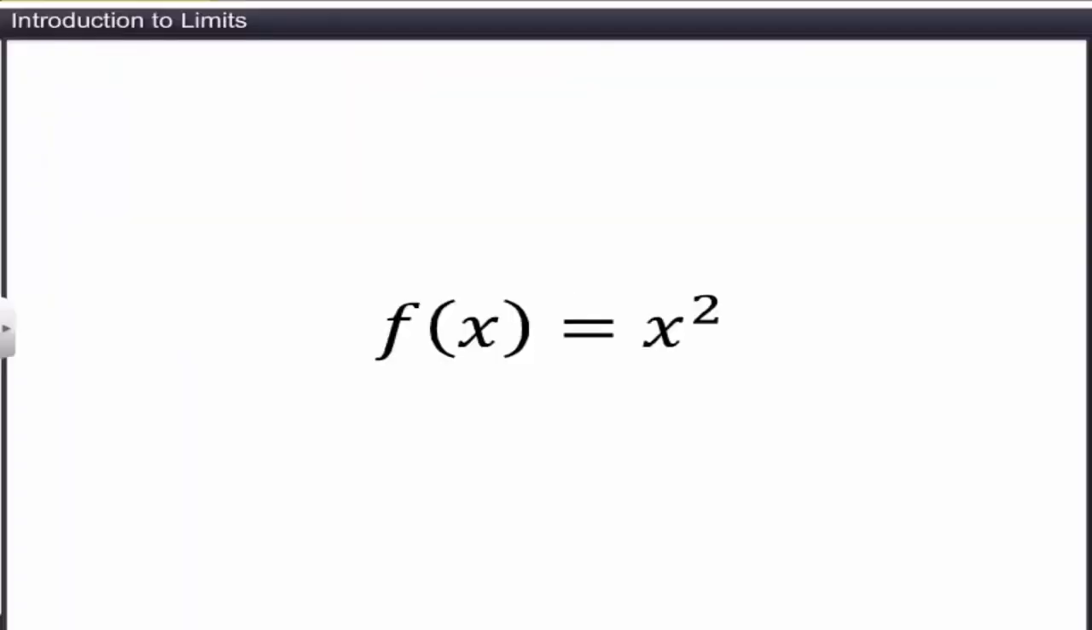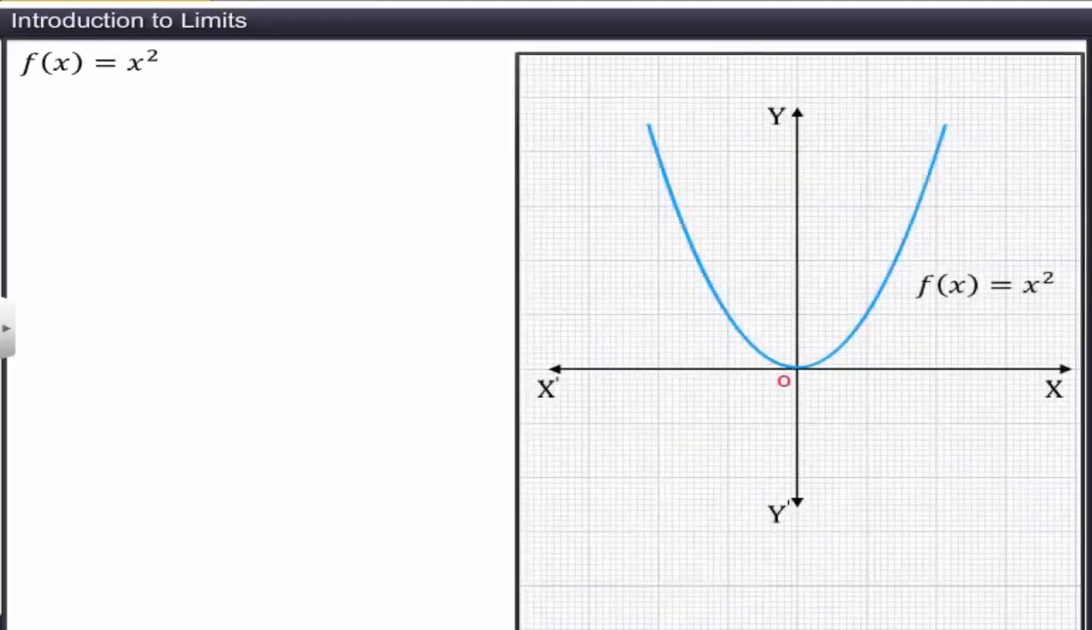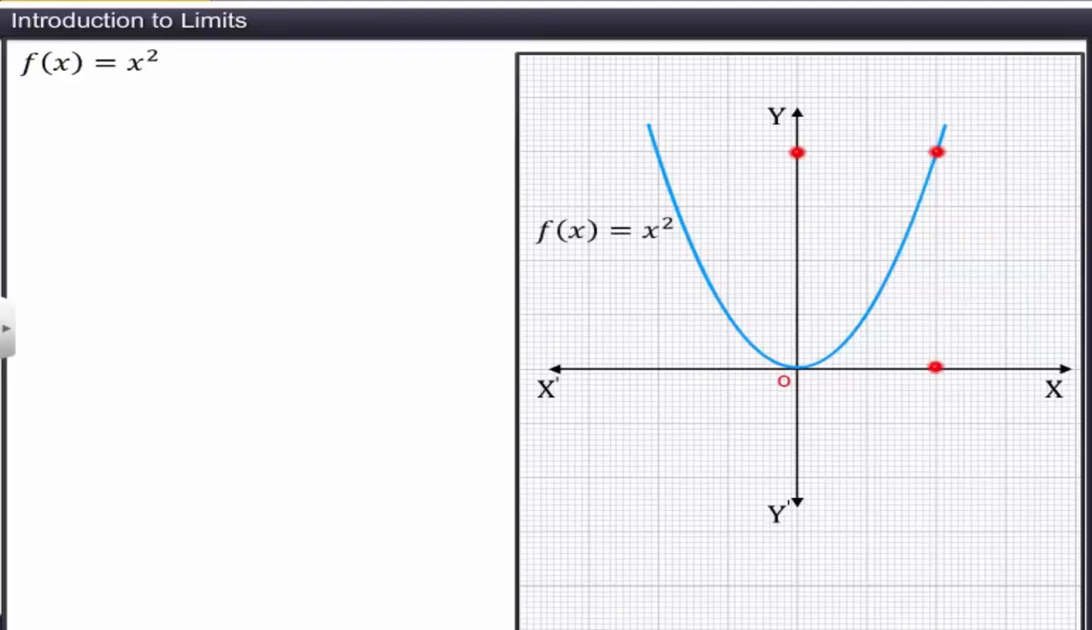We will extend this understanding of the concept of limit to functions. Suppose we have a function, x square, which is in fact a parabola. Let's observe the graph of this function. Here, our interest is to find at what point the value of the function reaches a certain value. Here in the graph, we wish to find the value of the function as x approaches any arbitrary point a.